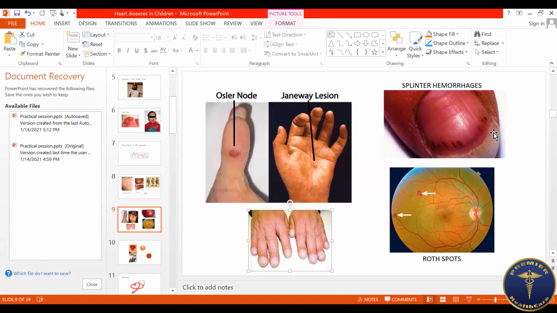Anyway, if you see Osler's nodes, Janeway lesions, and then clubbing, splinter hemorrhages, and Roth spots, if you see everything together, this is called infective endocarditis. What is the name? Infective endocarditis, right? So infective endocarditis, these are the manifestations, right? So this is nothing difficult. It's very easy. Even if you're a pre-clinical student, you will start to understand, right?